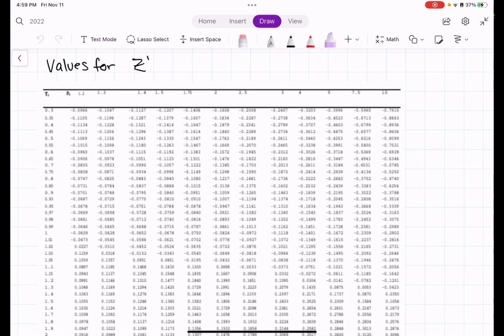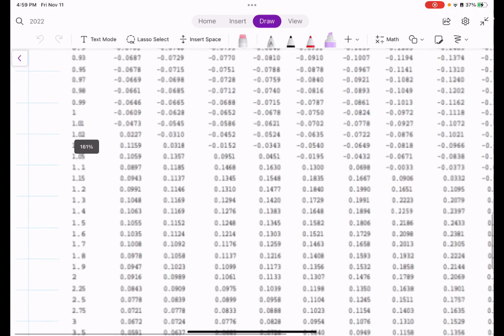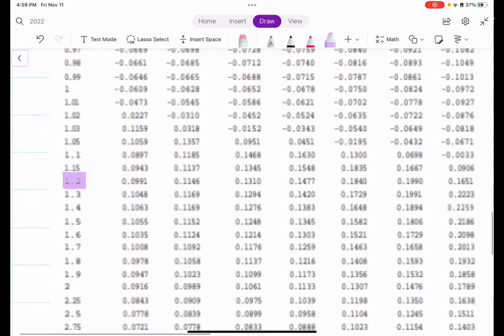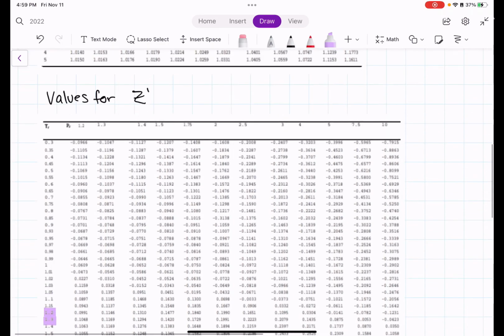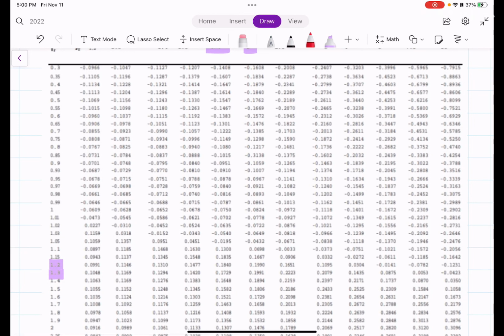Again, I'm going to identify my TR and my PR. My TR is 1.23, but we don't have 1.23. We have 1.2 and 1.3. My PR is 1.98, but we don't have 1.98. We have 1.75 and 2. So the values we are going to be working with are this one, that one, and that one: 0.1840, 0.1990, 0.1729, and 0.1991.